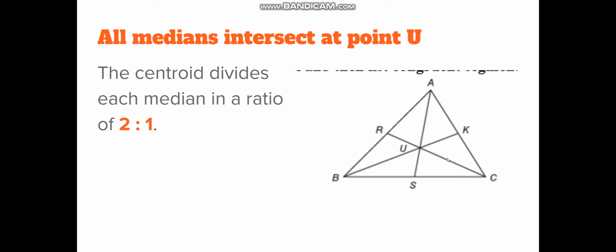That means that basically US is half of AU, or 2 of US makes AU, or half of CU is RU. So if this one was 2, this one would be 1. If this one was 3, this one would be 1.5. If this one was 10, this one would be 5. So on and so forth. So we're going to do some practice with that.